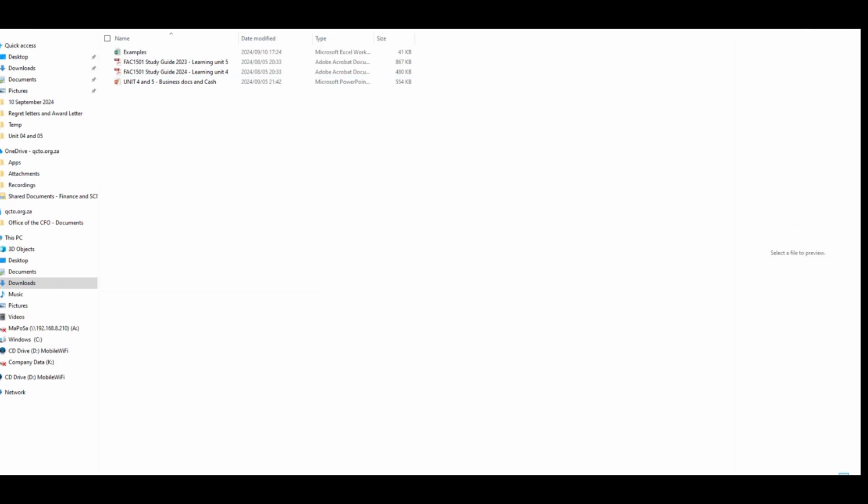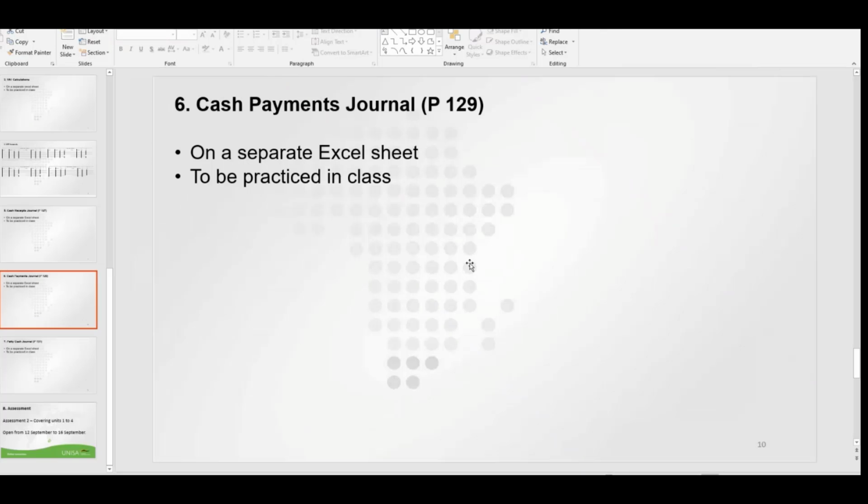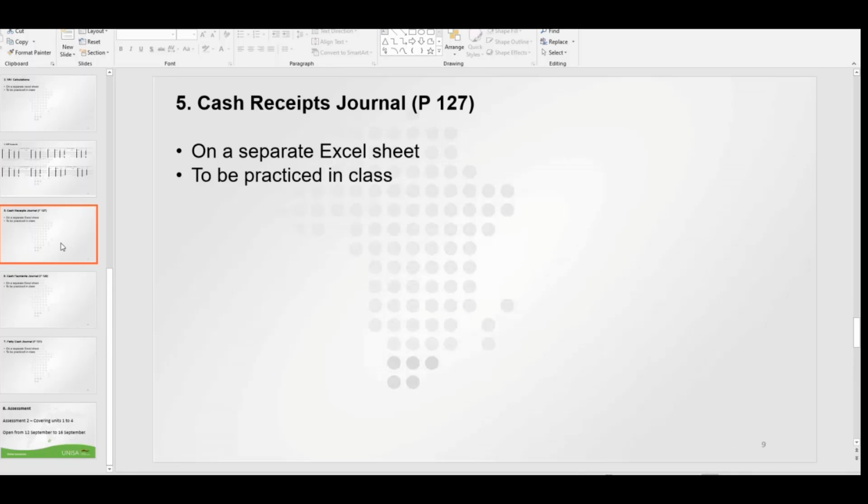The next section is not examinable in the assessment that we're going to write during the week or towards the end of the week. However, it will be examinable on the next one. And what I like about it is that this is the easiest part of accounting. It's very simple and straightforward. So three things that we're going to learn today: cash receipts journal, cash payments journal, and petty cash journal.